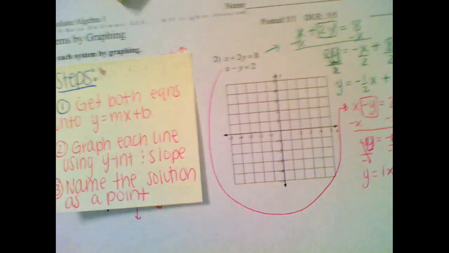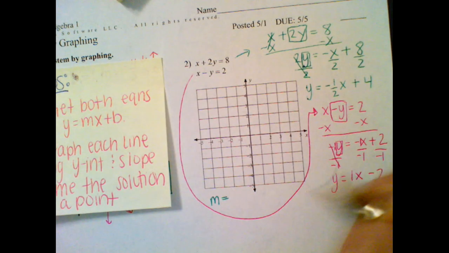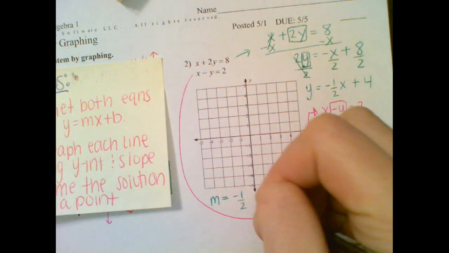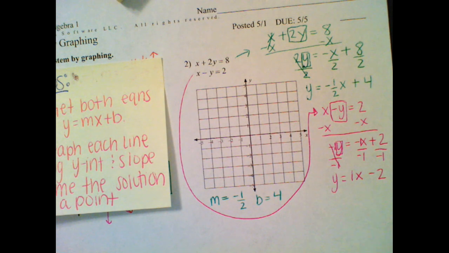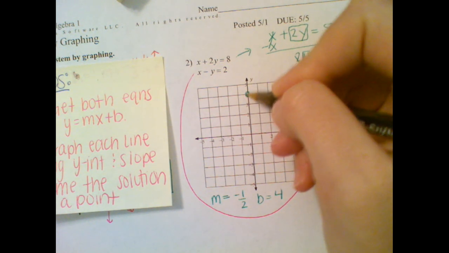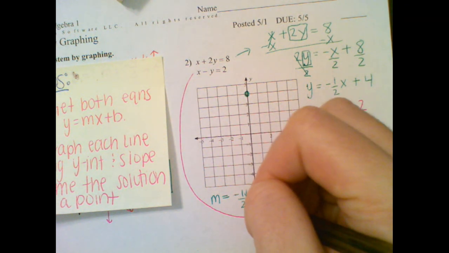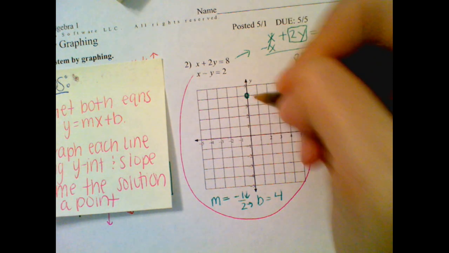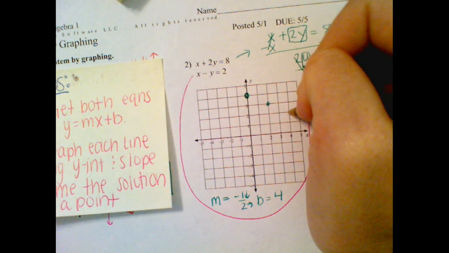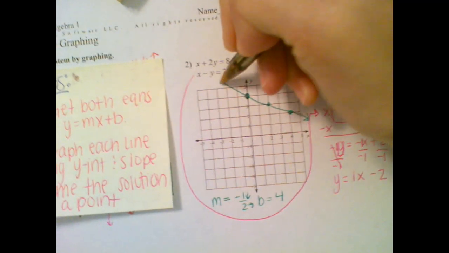Step 2 says graph each line. So my green, my m is negative 1 over 2, and my b is 4. Okay, I'll write that down here in case you want to write it down. So my m is negative 1 over 2, b is 4. That means I go to the y-axis. Here's the y at 4, positive. There's my y-intercept. And it means I can go down 1 and right 2 because 1 is negative, 2 is positive. And then I can connect with arrows at the end of my line.